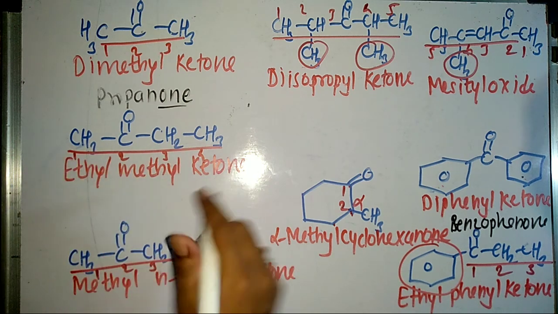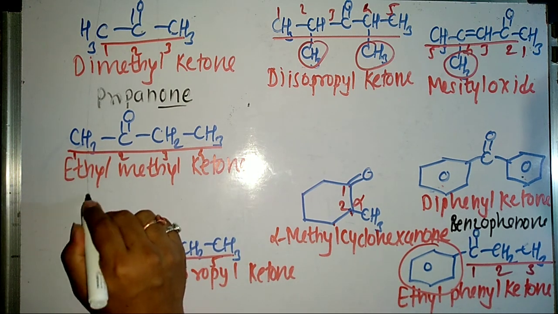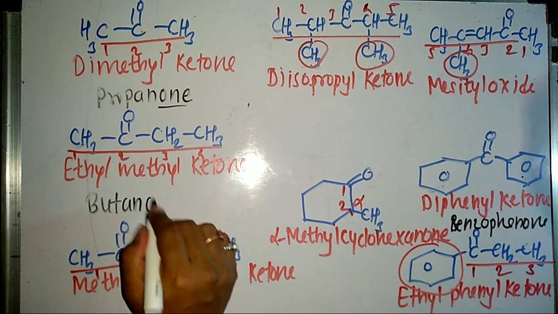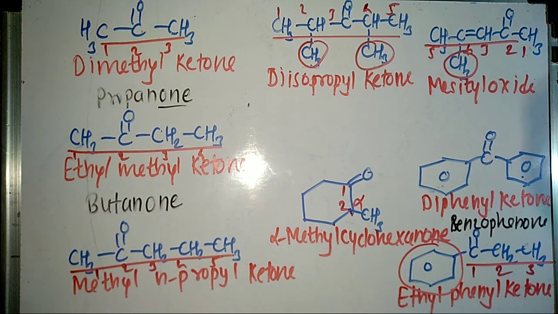Now in this case, I have a total of 4 carbon atoms. The 4 carbon alkane is butane. So replace the E of alkane by ONE. So it will become butanone, or butan-2-one is also fine.